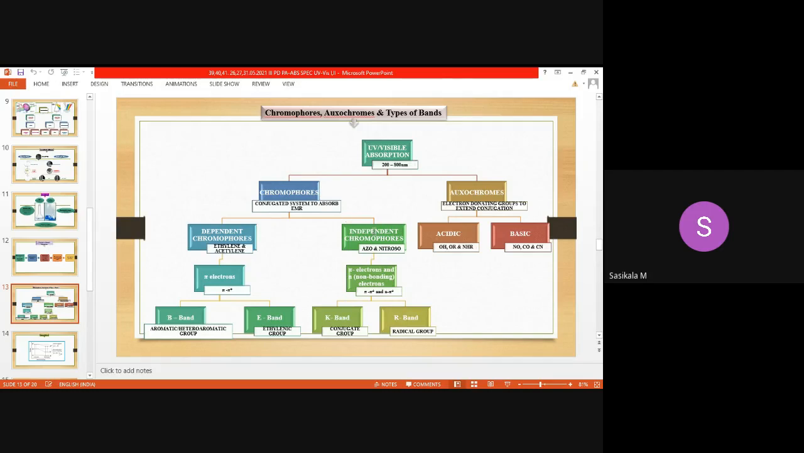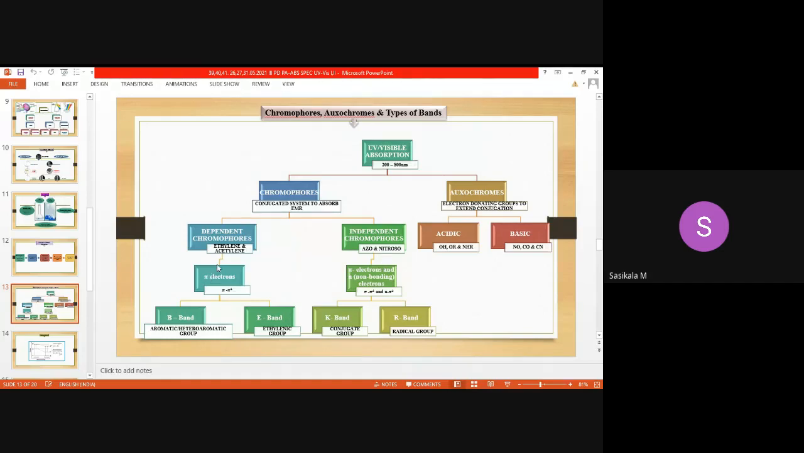So these are called independent chromophores. What are the two electrons that will absorb radiation? Pi electrons and n electrons. What is the transition to the excited state? Pi star. Pi star represents only the excited state of pi electrons and n electrons. What are dependent chromophores? Ethylene and acetylene. Whereas independent chromophores are azo and nitroso compounds.